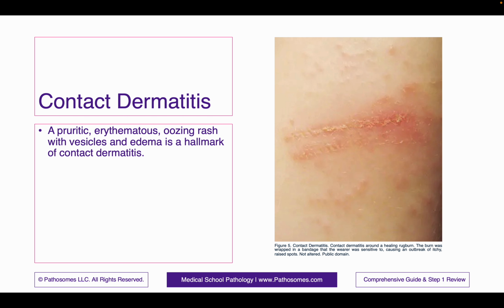Now, contact dermatitis. A pruritic, erythematous, oozing rash with vesicles and edema is a hallmark of contact dermatitis. To the right here, we can see a picture of a patient that has a healing rug burn and contact dermatitis around it.